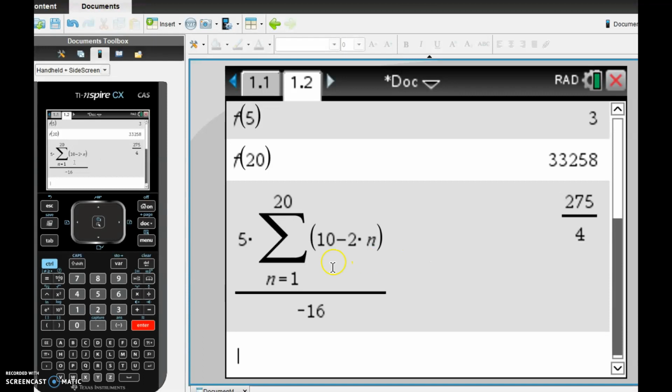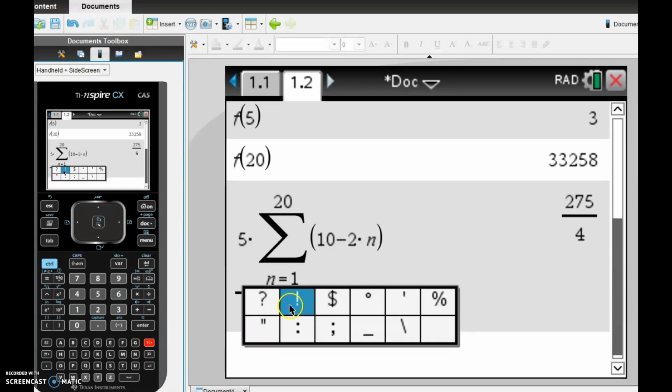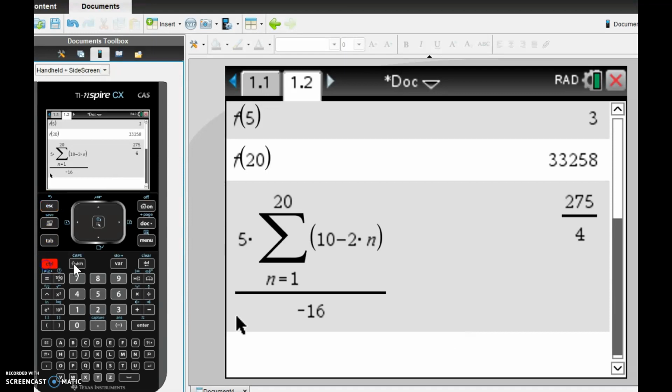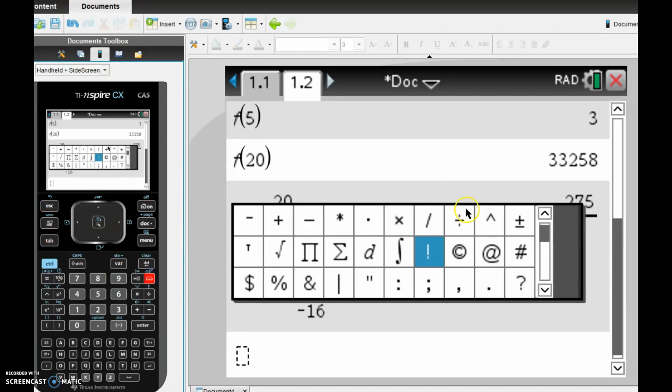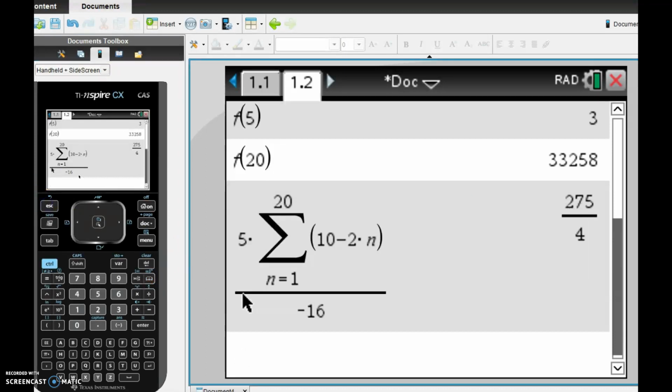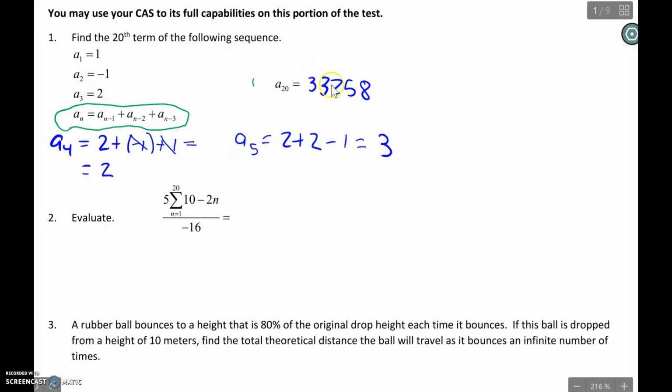Other things you might need in your calculator, if you go down here above, next to the G, if you need the factorial sign, if you have any factorials, you can find it there. You can also find it if you hit Control and then this catalog button, your factorial sign is in there. So 2 different places you can find it if you need it. All right, and then the last problem, so we got 275 over 4.